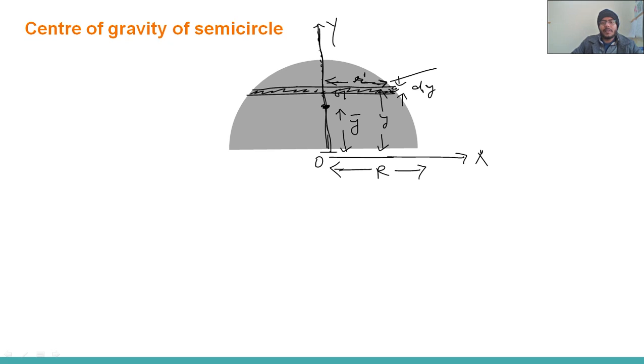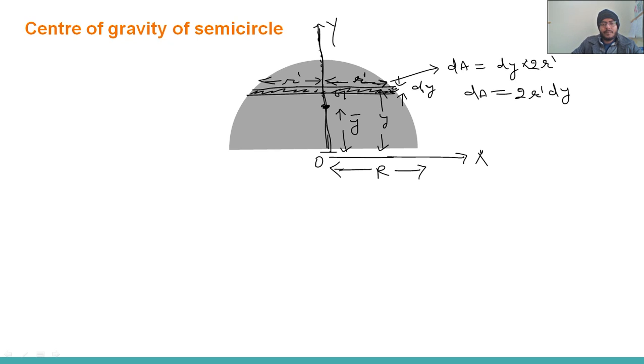Okay, so what will be the dA? dA means area of a small segment. You will see the width is dy into total length. This is r dash, so the total will be 2 times r dash, or we can write dA is equal to 2 r dash into dy. Okay, and what will be this r dash?